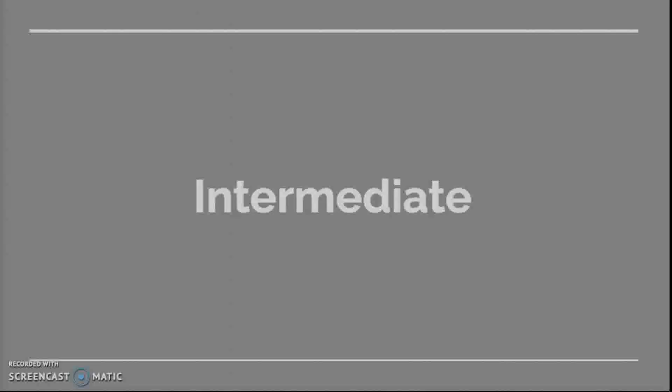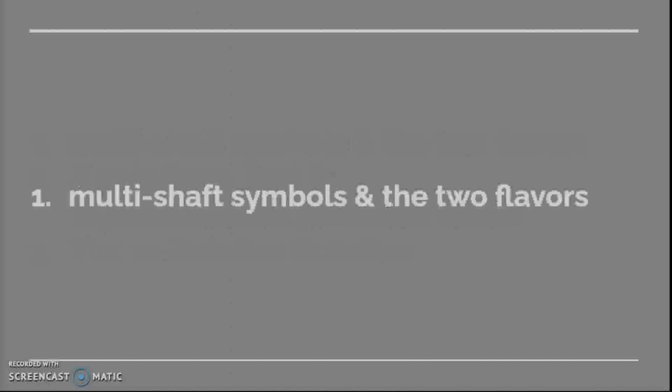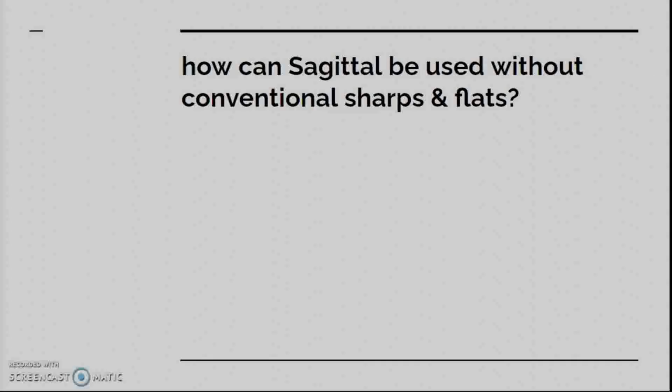And here we are. So, are you ready for some intermediate level sagittal concepts now? In this section, we'll be covering the following topics: multi-shaft symbols and the 2 flavors of sagittal, capture zones and precision levels, which are the topics we still need to cover in order to get you off and going with sagittal's JI notations, and a new notation, the 12 relative notation. So without further ado, multi-shaft symbols and the two flavors of sagittal.